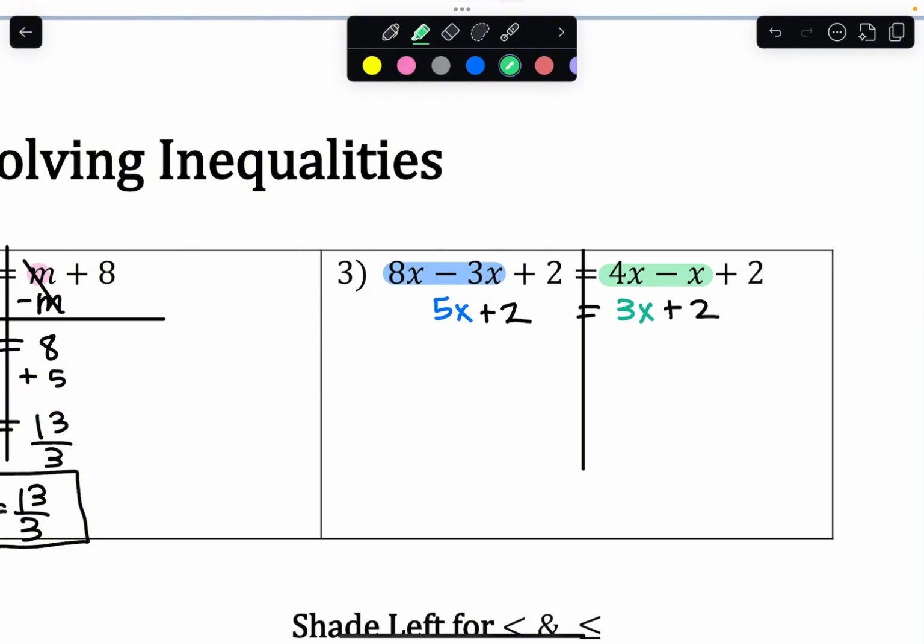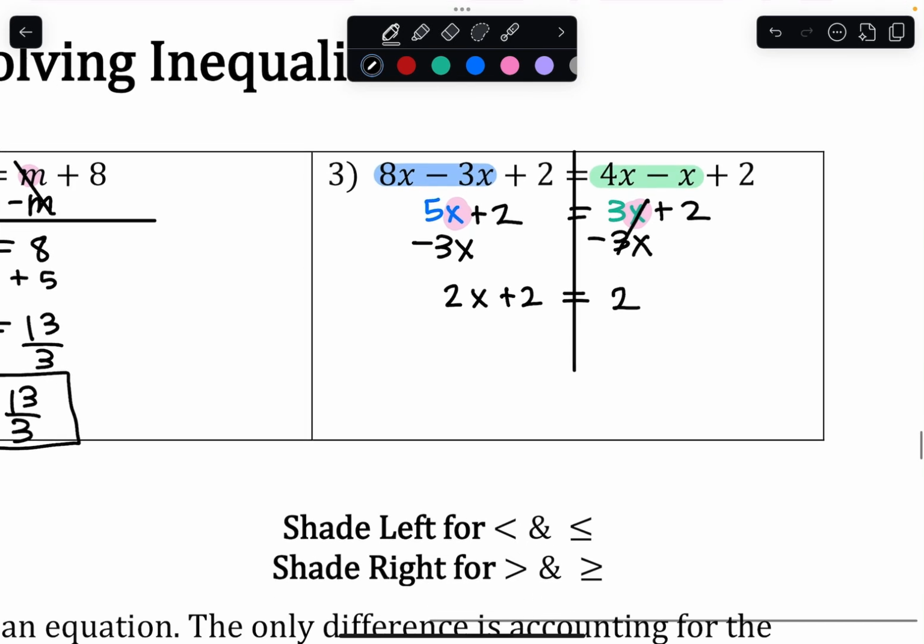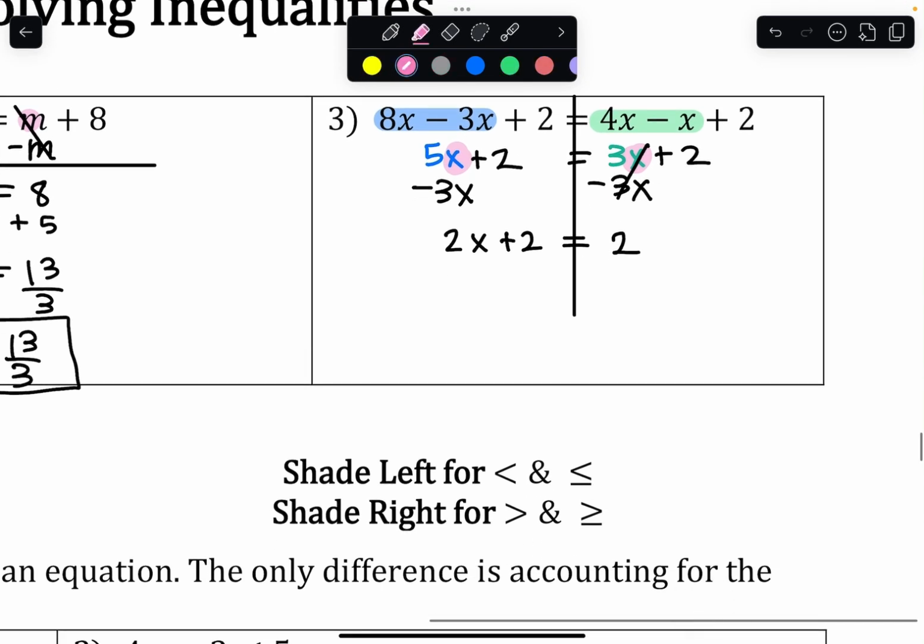Okay, and so we still have x on both sides of the equation, so now we pick a side to get rid of all of the x's. So I'm going to subtract 3x to get rid of all the x's on the right side, leaving me with 2x plus 2 on the left, and a 2 on the right. And now we are ready to isolate x, getting rid of the 2 that's furthest away first by subtracting.